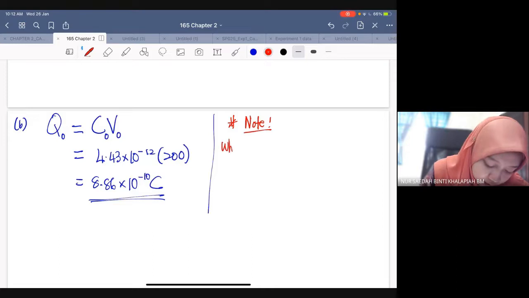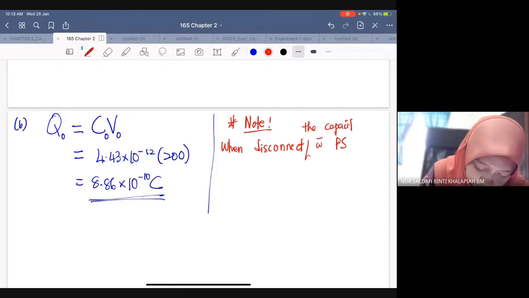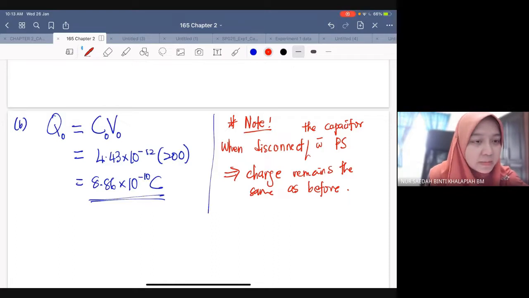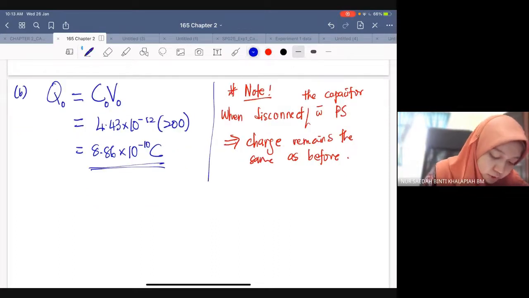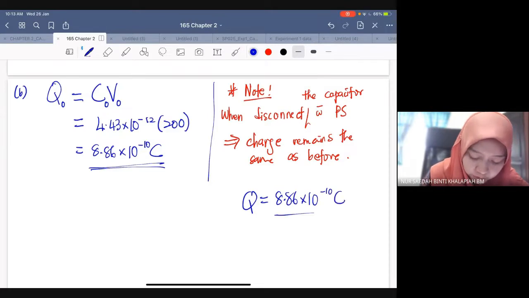Jawapan untuk ni kita buat nota sikit korang. When disconnect the capacitor with power supply, charge remains the same as before. Okay, so korang kena ingat benda ni. Maksudnya Q kita yang itu masih sama lagi jawapan, 8.86 eksponen negatif 10 coulomb.